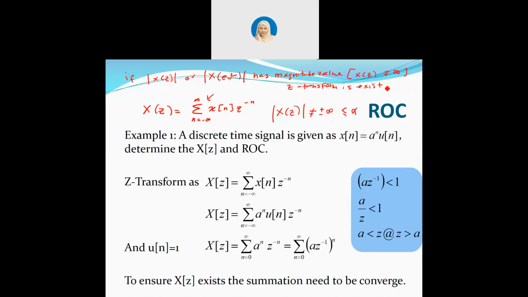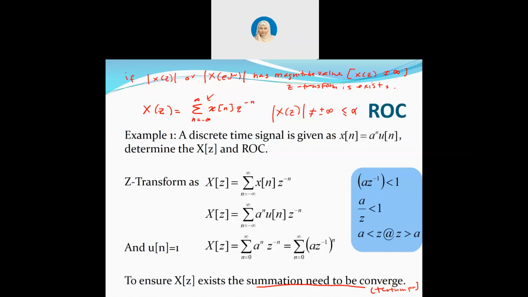To make the Z transform exist, the summation needs to converge. How to make it converge? This summation must have a value less than 1, meaning it must converge. It cannot diverge. If it diverges, it will get bigger and bigger, meaning that the summation will reach infinity.